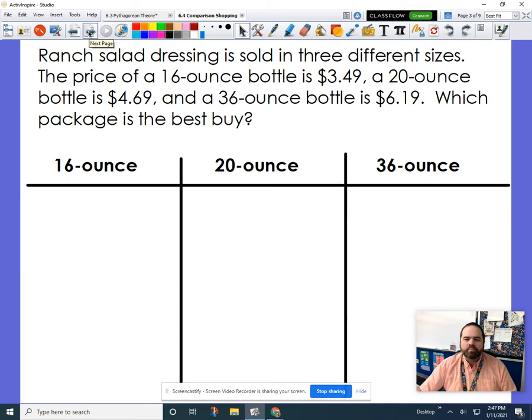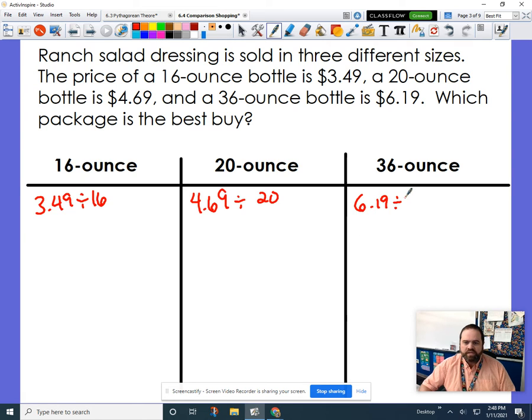All right, so ranch salad dressing. Let's suppose we're going to buy a new bottle of Hidden Valley Ranch. I want to know which one of these three different bottles is the best buy. I've got a 16-ounce bottle for $3.49, so we're going to take $3.49 and divide that by 16. I've got a 20-ounce bottle for $4.69, so same thing, but this time I'm going to divide by 20. And then I've got the big, gigantic bottle for $6.19, but that is 36 ounces.